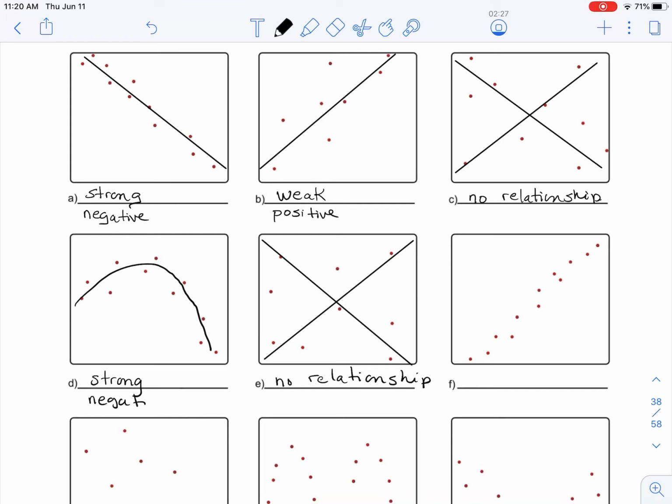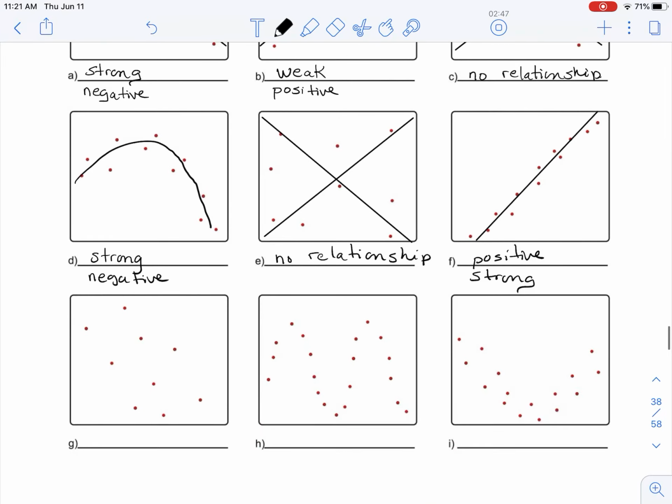Oh, forgot to label this one here. I would have to label it negative because it is falling down to the right. Now this one here, I can tell right away this is going to be pretty strong. So it's going to be positive. And this should be strong.